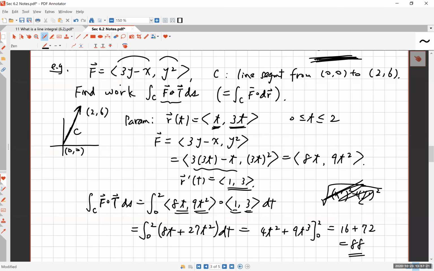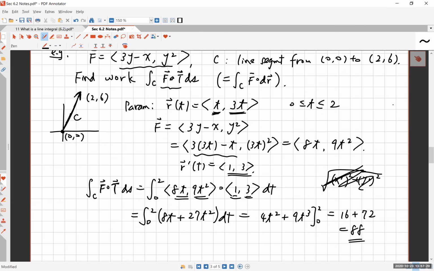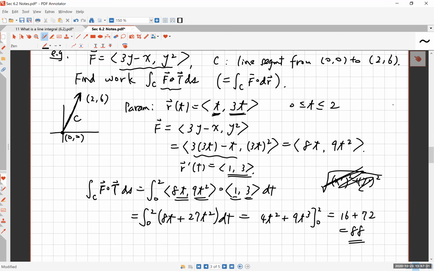And that is the work done by this vector field F. So this vector field F is like the wind as a boat goes from (0, 0) to (2, 6) along a straight course. And the force field, or the vector field F, is doing the work, which amounts to 88, whatever the units are, as the boat goes from (0, 0) to (2, 6). Okay, so that's what it means.